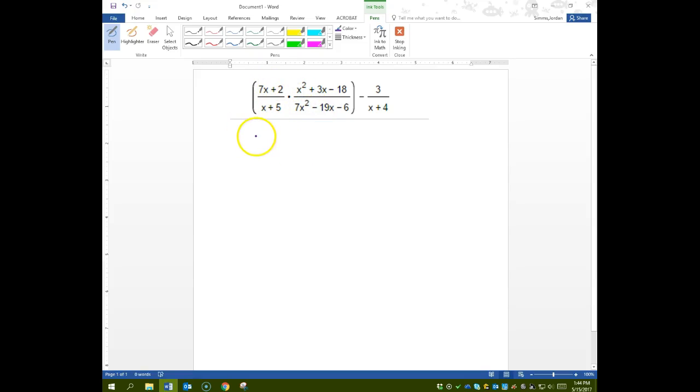Hopefully I'll show you the play on this one, but this should help you for the rest of them. What we're going to do is factor everything completely. There is no 7x plus 2, nothing I can factor up there. X plus 5 is good, nothing there.